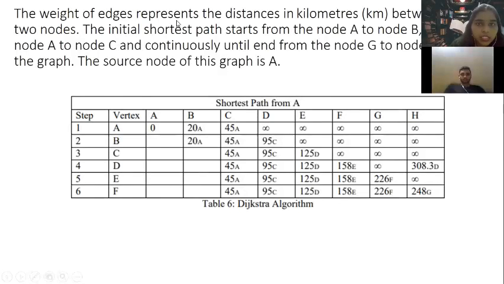So the weight of the edges represents the distance in kilometers between two nodes. The initial shortest path starts from node A to B, from A to C, and then continues until node G to node H in the graph. The source node of this graph is A. So this is how we find the shortest path from Kuala Lumpur to Singapore.